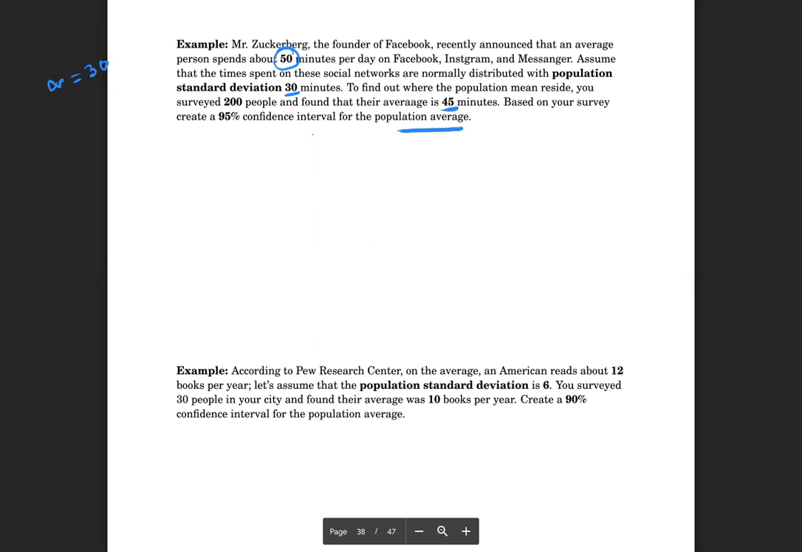Now, you can test his claim. What you can do is create a confidence interval (A, B) based on your data collection. If this 50 is included in the confidence interval, then you'd say with 95% confidence that Mr. Zuckerberg's numbers are probably good. You'd agree with it. But if 50 is not included in here, then you'd say with 95% confidence that Mr. Zuckerberg's numbers are probably not correct, or you'll reject that assumption.